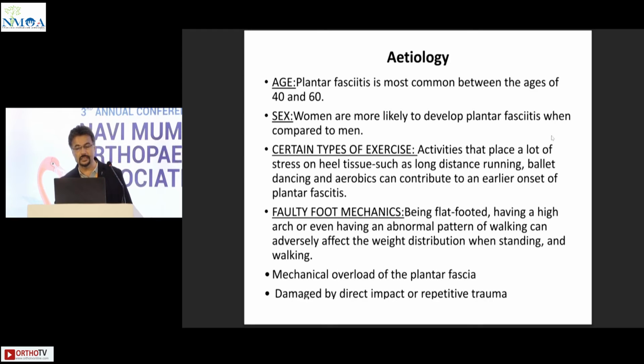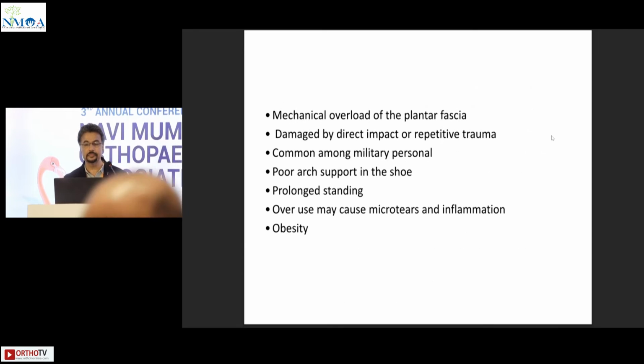Faulty foot mechanics is one of the causes. Being flat-footed, having a high arch, or even having an abnormal pattern of walking can give rise to plantar fasciitis. Mechanical overload on the plantar fascia or damage by direct trauma. The mechanical overload of the plantar fascia is common among people who have to stand for long hours, who work with safety shoes, right? Who normally wear high arch footwear, poor arch support in the shoes, prolonged standing, and this leads to micro tears and inflammation.